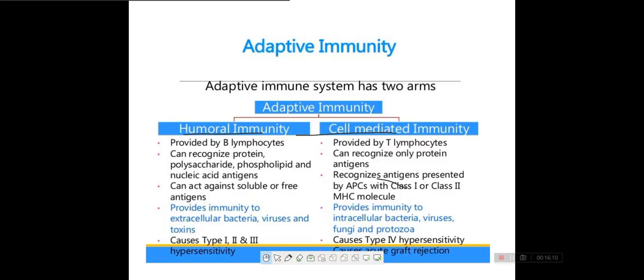Humoral immunity can recognize protein, polysaccharide, phospholipid and nucleic acid antigens. And cell-mediated immunity can recognize only protein antigens.